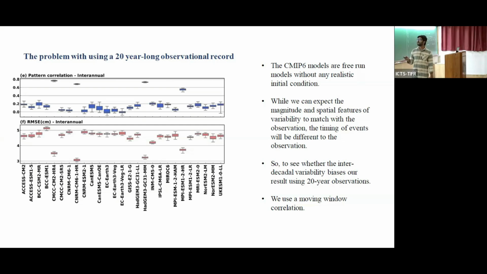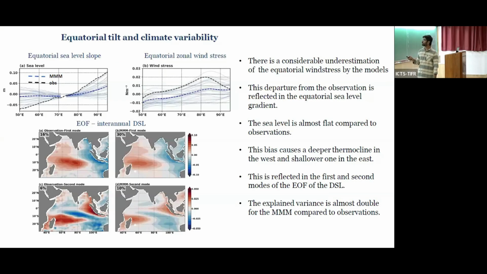And this is basically the spread of the pattern correlation between the observed variability and the model variability. We can see that even though there is a spread, there is no considerable spread in each model. So we say that it's okay to use the 1994 to 2014 data for the variability analysis.